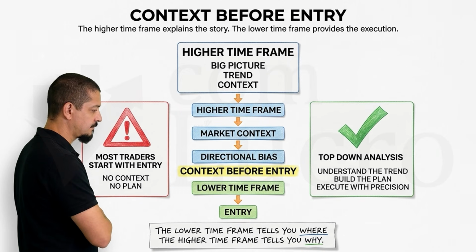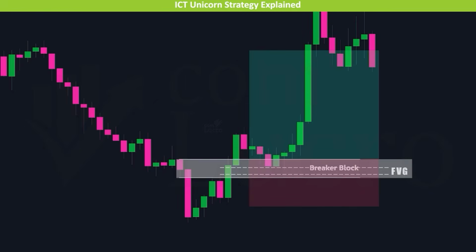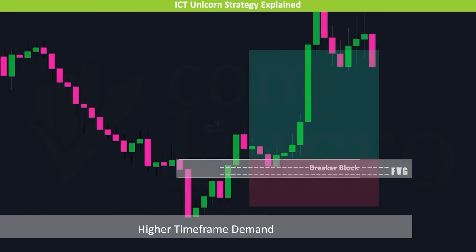Since this entry can be part of a reversal strategy, it is important to highlight the role of multiple time frame analysis. Better results come from combining lower time frame entries with higher time frame context. This includes top-down analysis, understanding the broader market trend, and marking key supply and demand zones on higher time frames before looking for entries. For example, in the gold scenario, imagine price has reached a higher time frame demand zone.